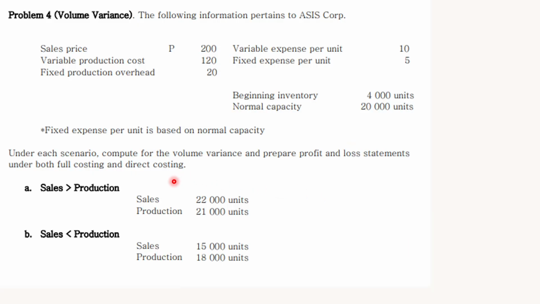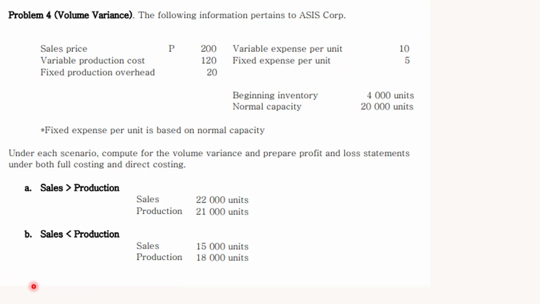Okay, so the following information pertains to Assis Corporation. So for Assis Corporation, we have the product's sales price of 200, the variable production cost, which is already inclusive of DMDL and VOH, the three, is a total of 120. Fixed production overhead is 20. Variable expense per unit is 10. Fixed expense per unit is 5.